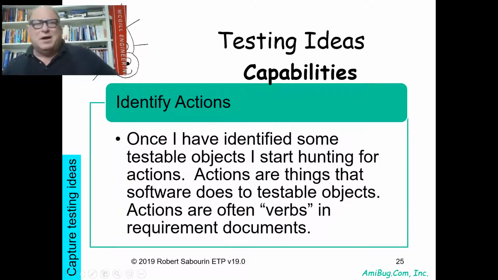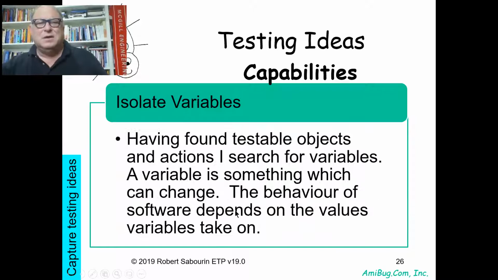So once we've got objects identified, the next step is to try to identify actions. So actions, I hunt for the actions in the same type of place I hunt for the objects. They're things the software does to the testable objects. They're verbs in the requirement document. They're action words. So our verbs are actions.